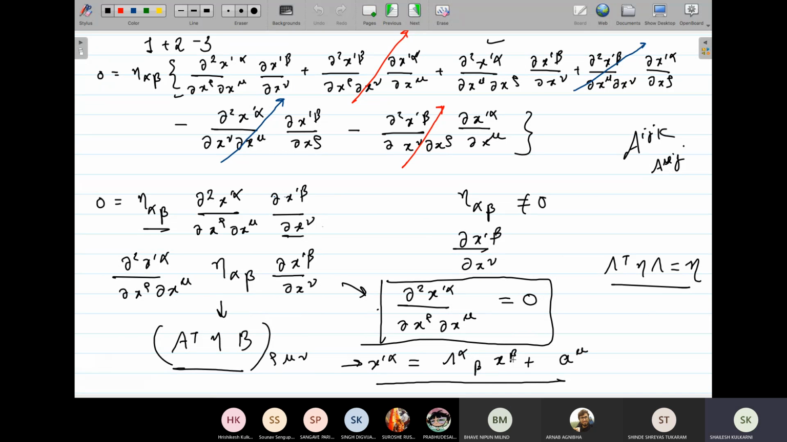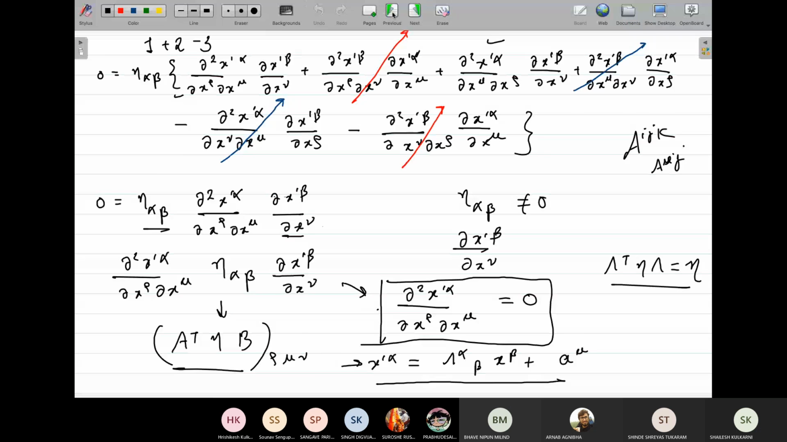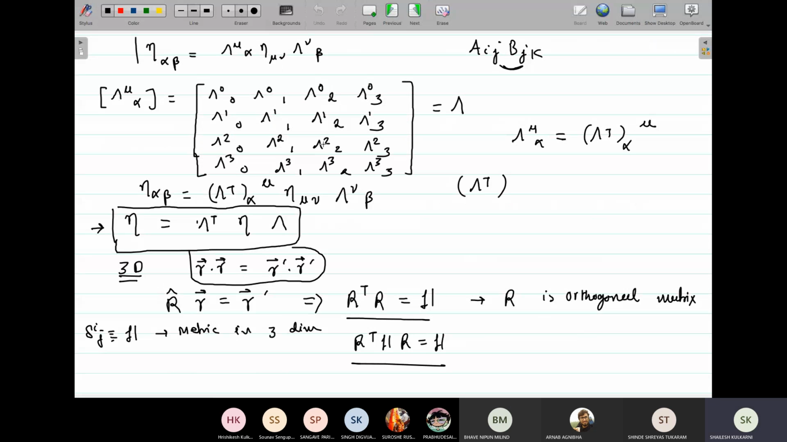So you see that the Lorentz transformations are the only non-singular transformations which take x to x prime, and which leave ds square invariant. Is it clear? Note that I have not used any detailed form of lambda mu nu. This matrix, I have not used any of its entries.